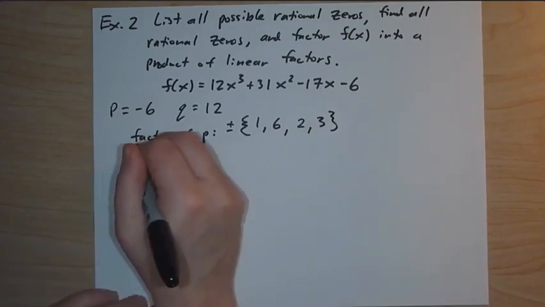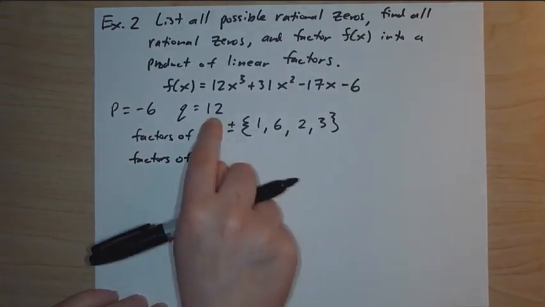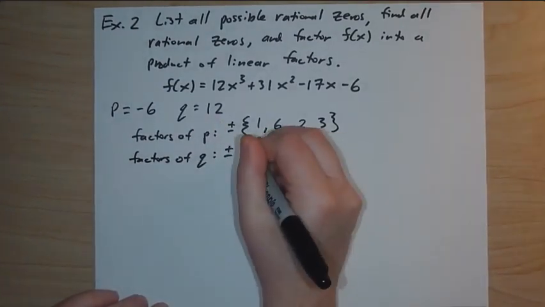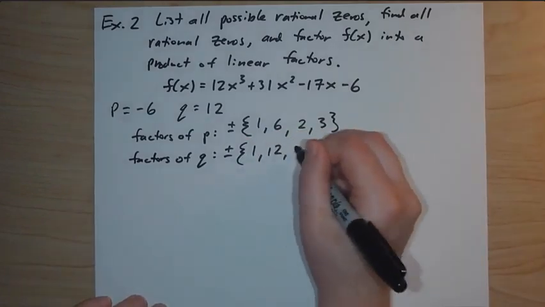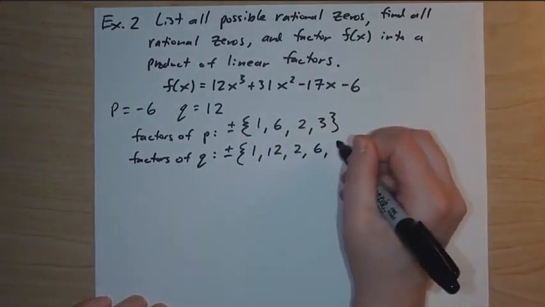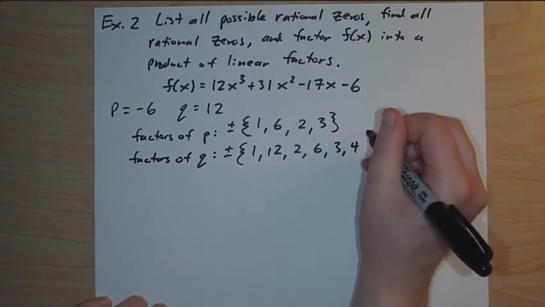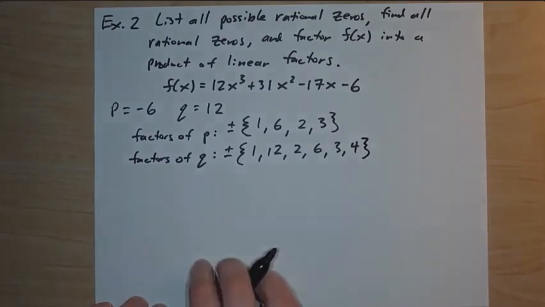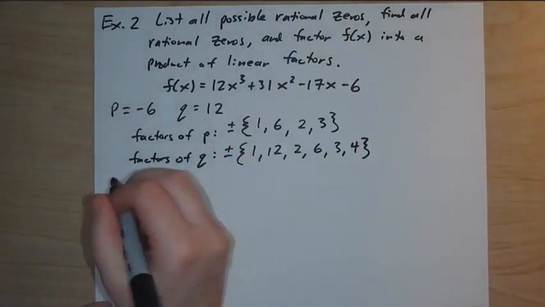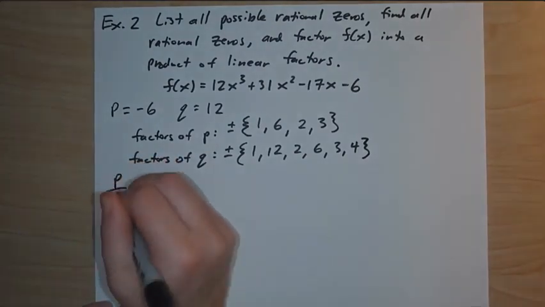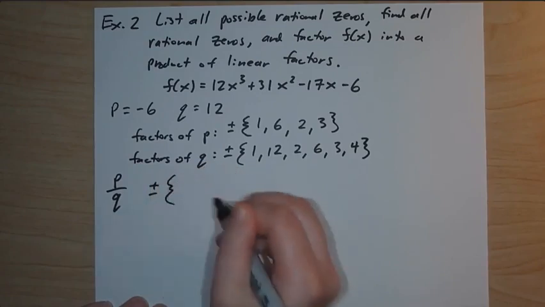Next, we're going to look at the factors of q. So that's 12. Again, this is a plus-minus list. We have 1 and 12, we have 2 and 6, and we have 3 and 4. And then we're going to look at all of the possible rational zeros by using p over q. So this is, again, going to be a plus-minus list.